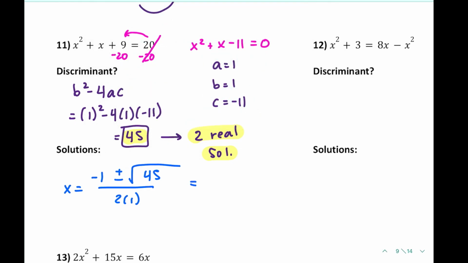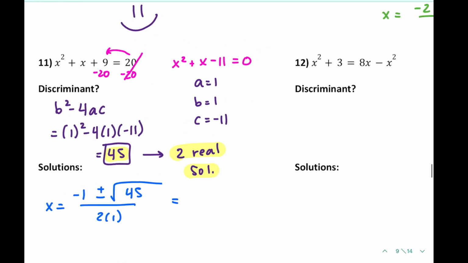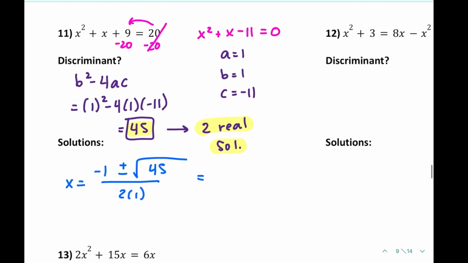Like I've said a bunch of times, remember, we did radicals earlier in the year. A lot of us struggled. But what you do is you divide it by a perfect square. So the square root of 45 can be divided into 9, a perfect square, and 5, what's left over. So x equals negative 1 plus or minus 3 root 5 all over 2.